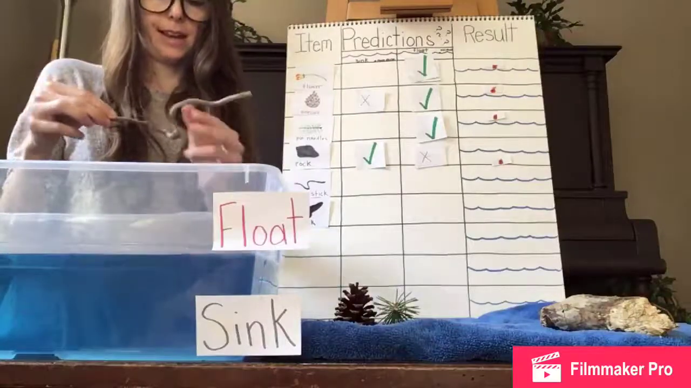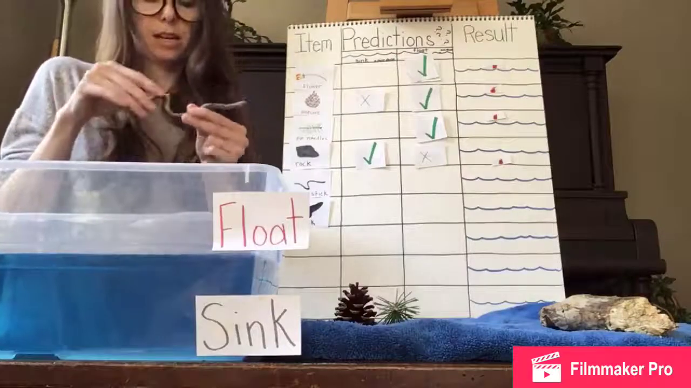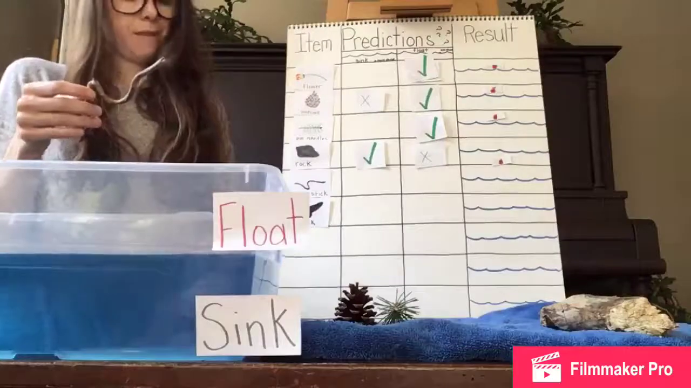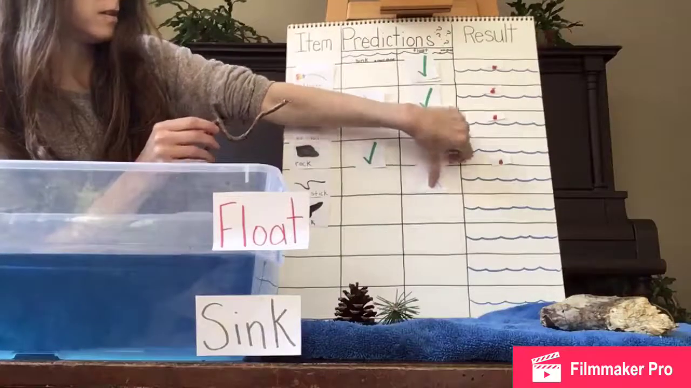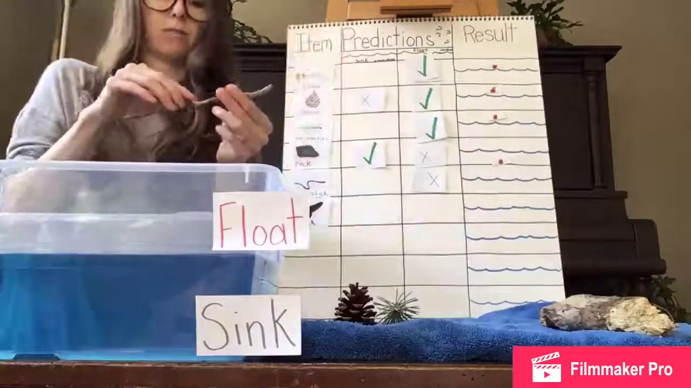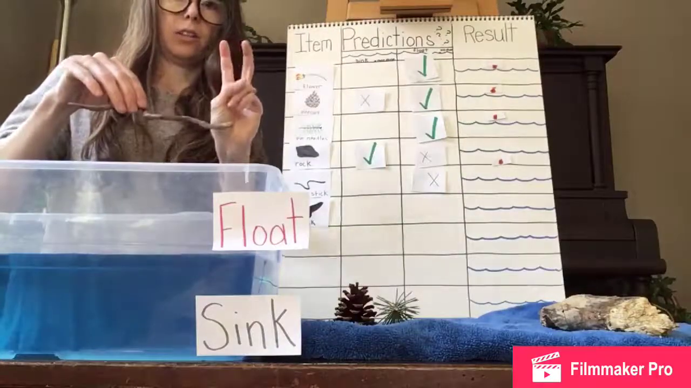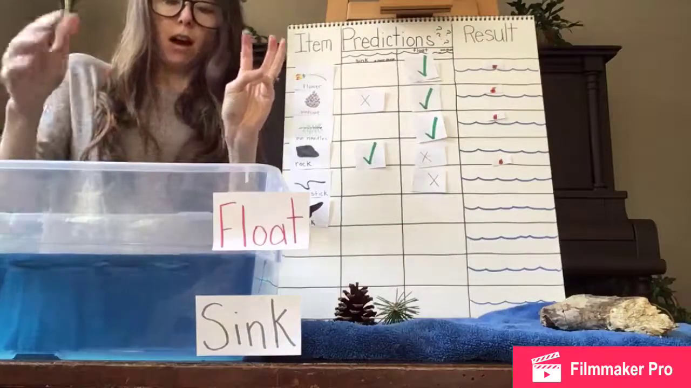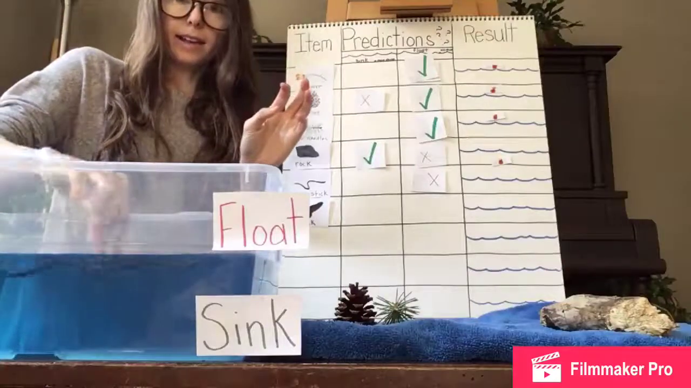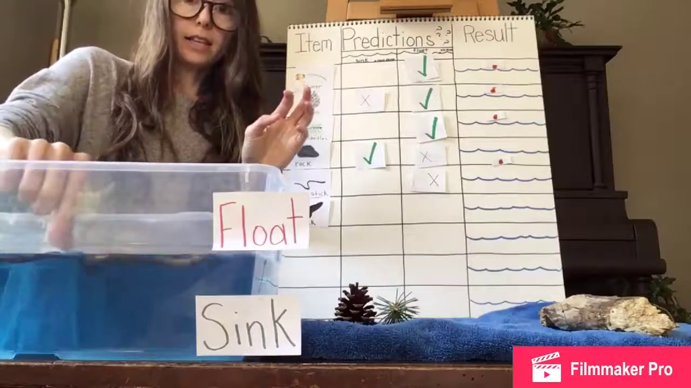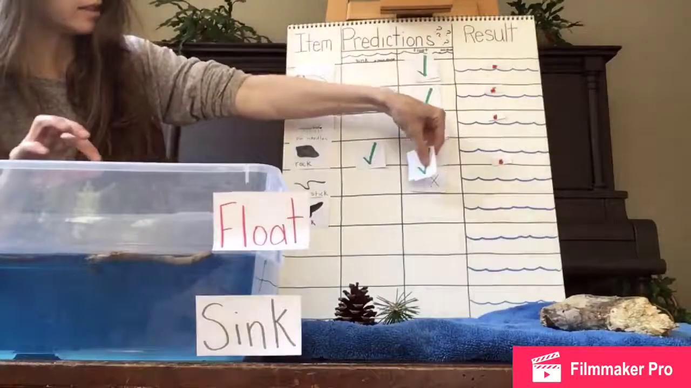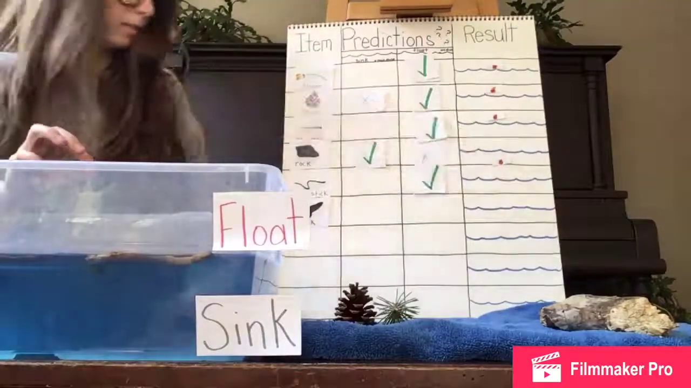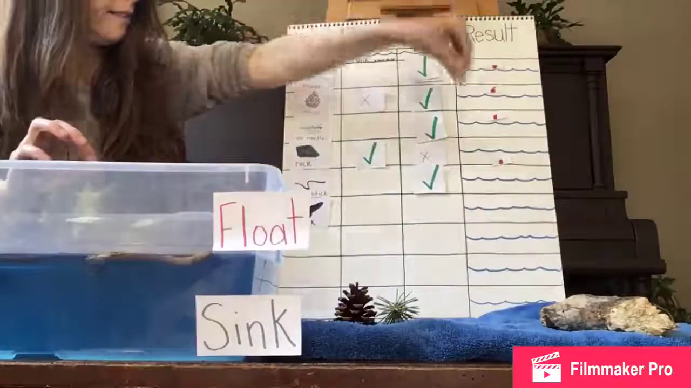Okay, now we have our small stick. I'm going to say this stick feels pretty light and it's small. So I'm going to say it's going to float. Let's find out. 1, 2, 3. Can you see it? It did float. So our prediction was correct. I'll put that it floated.